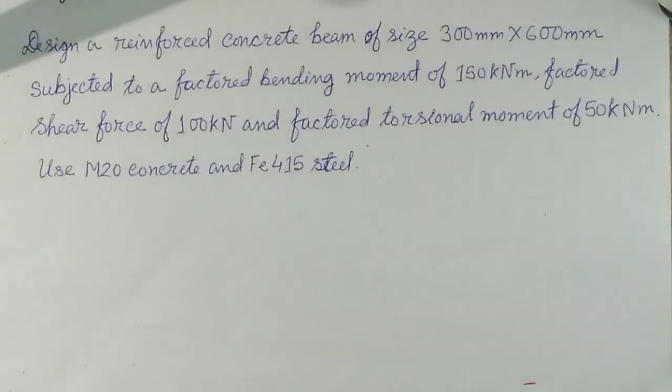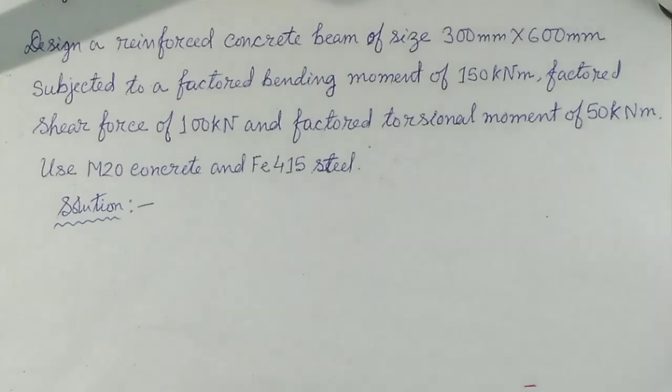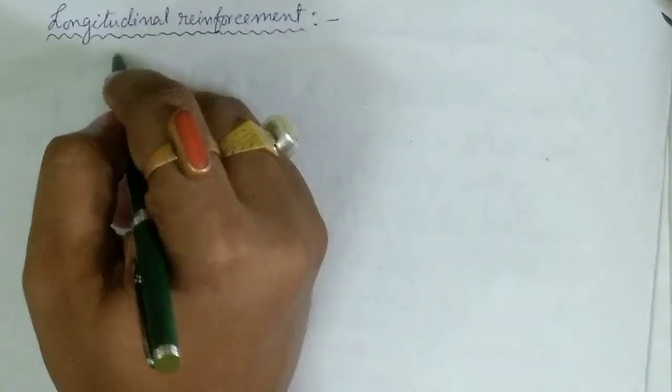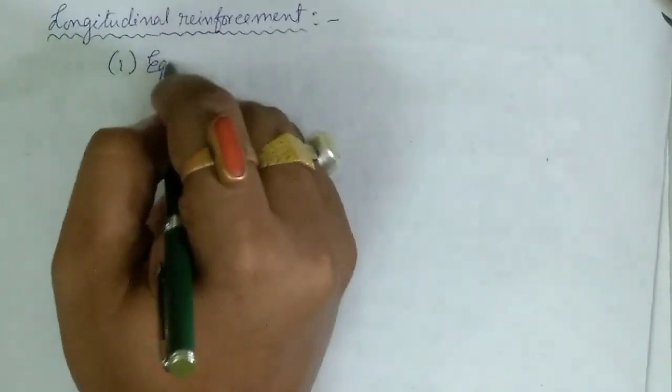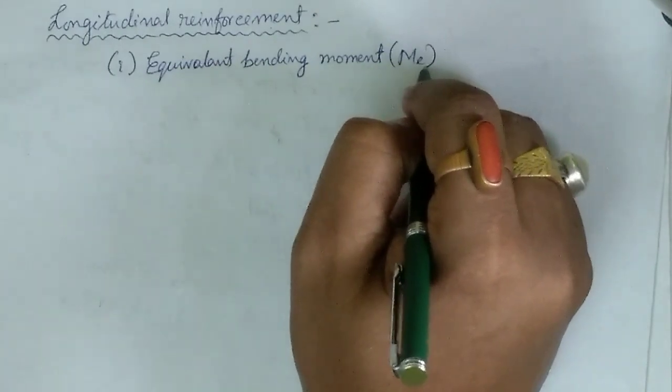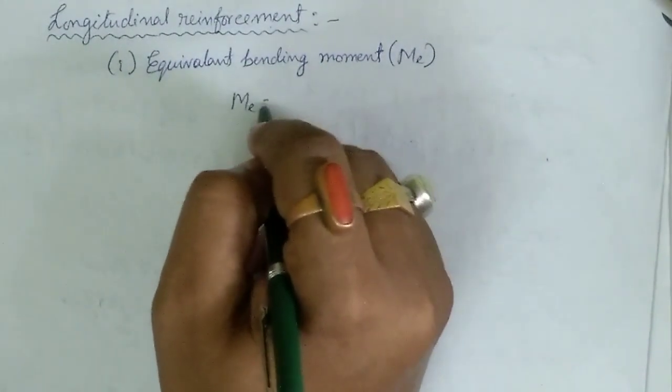Now we are going to solve one design problem. So this is the question. The data given in the question are as follows. If we assume clear cover as 20 mm and bar diameter as 20 mm, then effective depth will be as calculated. Now we are going to calculate the longitudinal reinforcement. First we will calculate the equivalent bending moment Me as per IS 456.